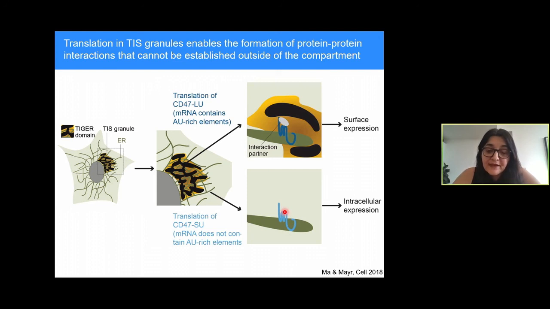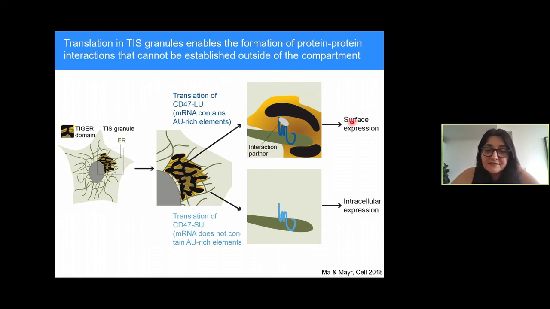And the experimental evidence was when we forced CD47 short to be translated in the granule, it actually can also bind to SET. So this shows you that it's the translation in a special environment that was required for the protein-protein interaction between SET and CD47. And as I said before, this protein-protein interaction then is necessary for surface expression of CD47.